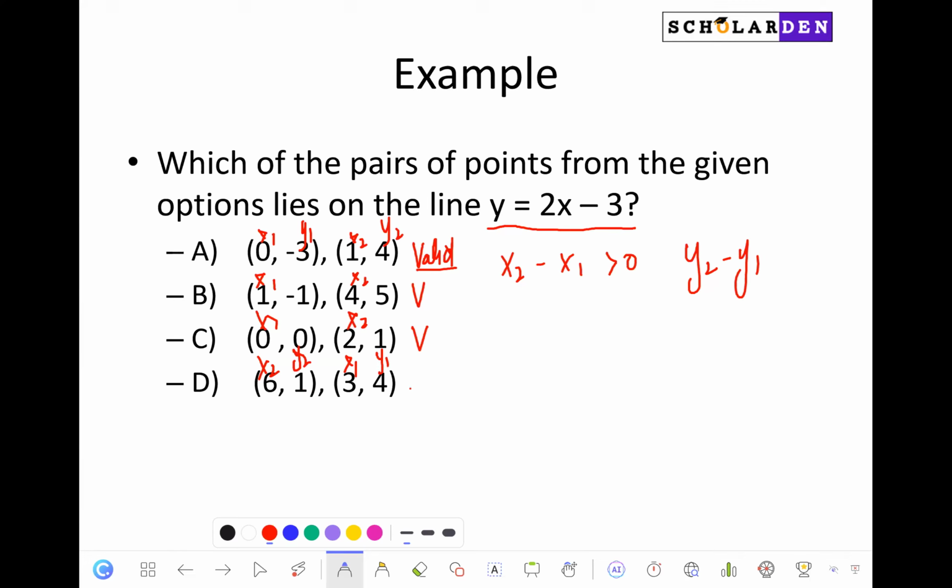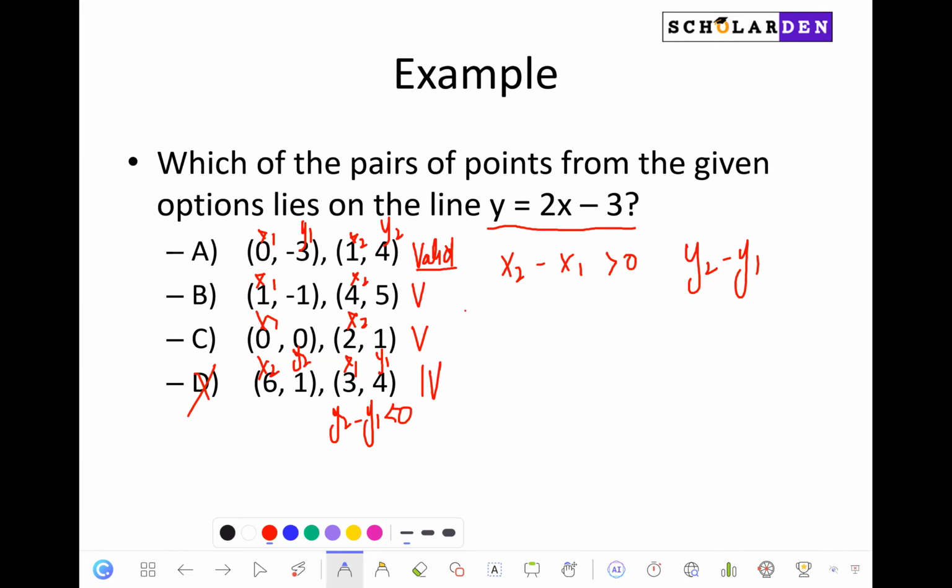So 1 minus 4 is going to be minus 3. y2 minus y1 is going to be less than 0. So this is an invalid option. Okay, so we are not going to consider D even. And now what we can do is we can start with one of these points and start substituting them.